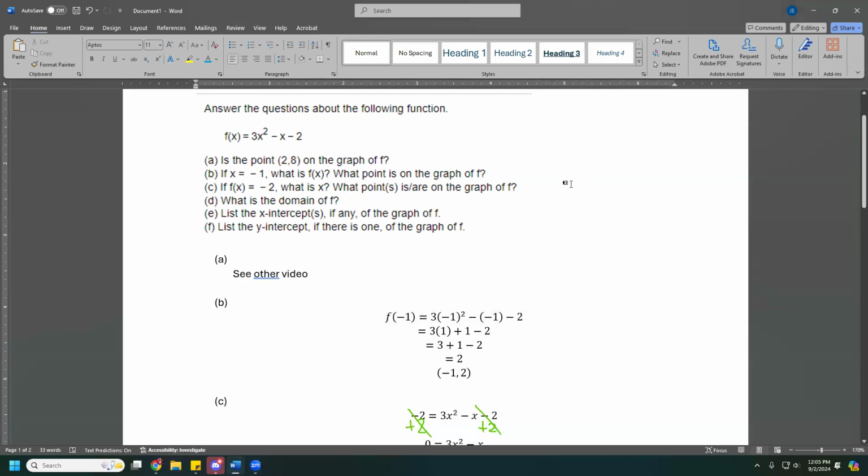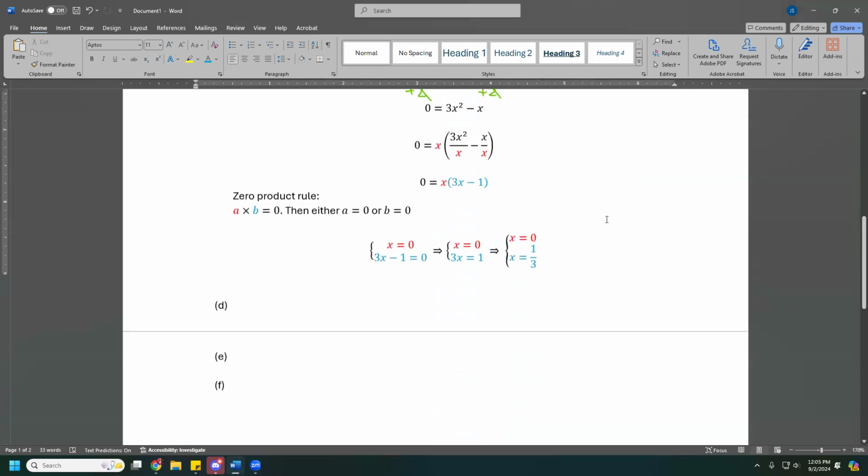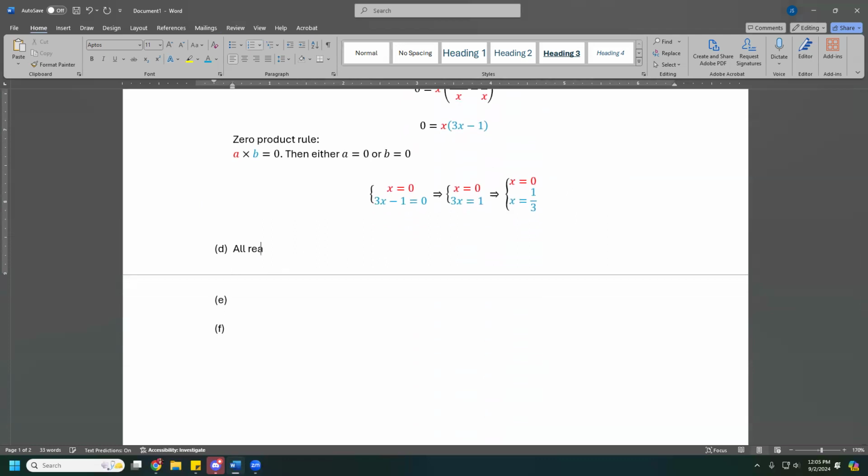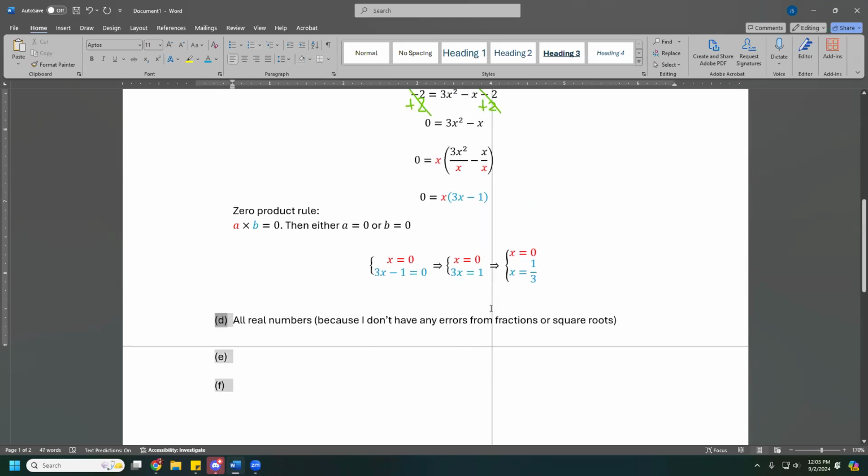Next up, I'm going to ask myself, are there any square roots? Also no, there's no square roots. So nothing there is going to throw me an error either. So my domain is going to stay all real numbers. In other words, I can plug in whatever I want for x, and it's not going to break the calculator. I'm always going to get something out. So my domain is going to be all real numbers because I don't have any errors from fractions or square roots. Just to mention, later on we're going to get more things to potentially worry about causing errors, but for right now, this is good enough.